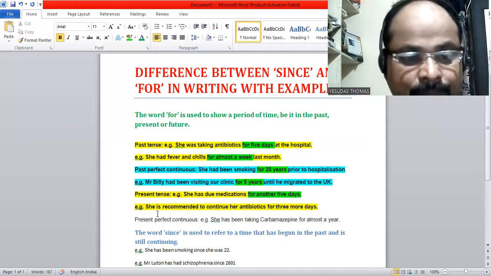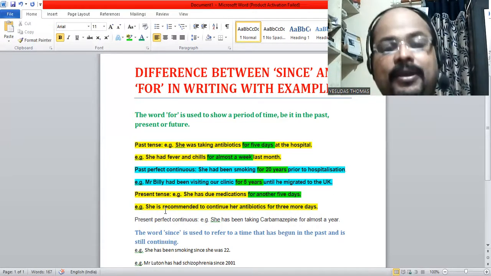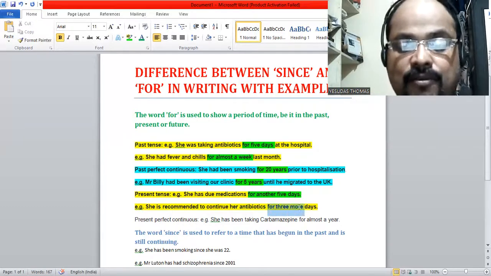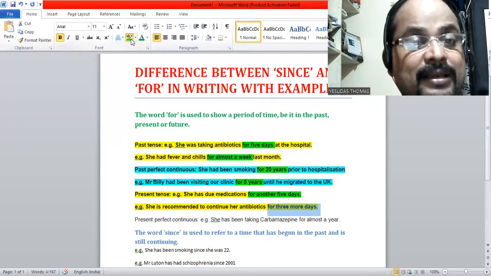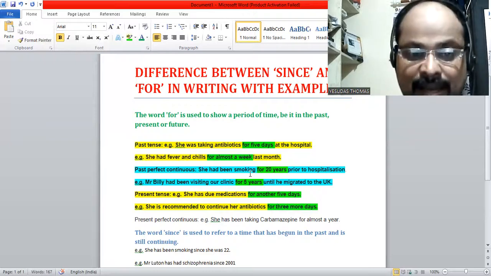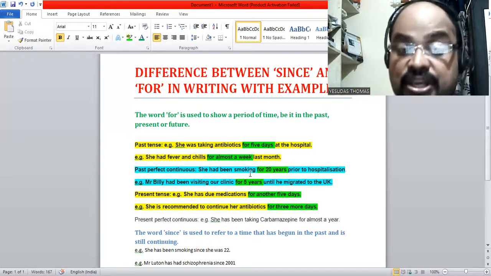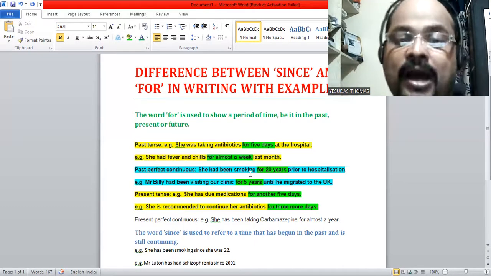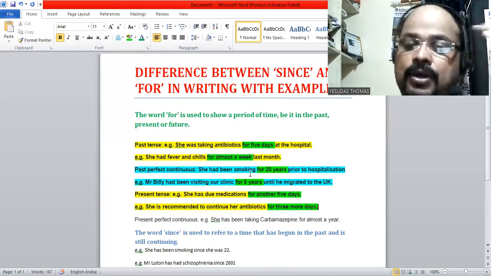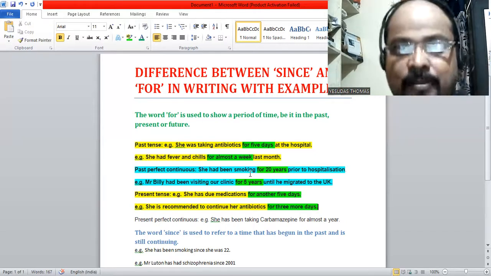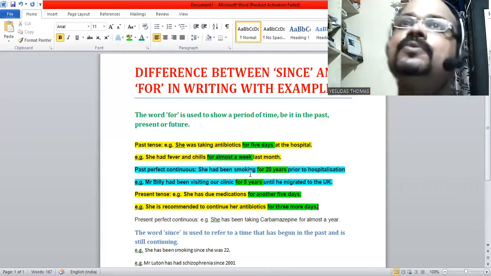Another sentence: She's recommended to continue her antibiotics for 3 more days. For 3 more days. So again, it's present tense. She is expected to continue. She is recommended to continue her antibiotics. She is advised to continue. She's advised, she is recommended, she is requested to continue.